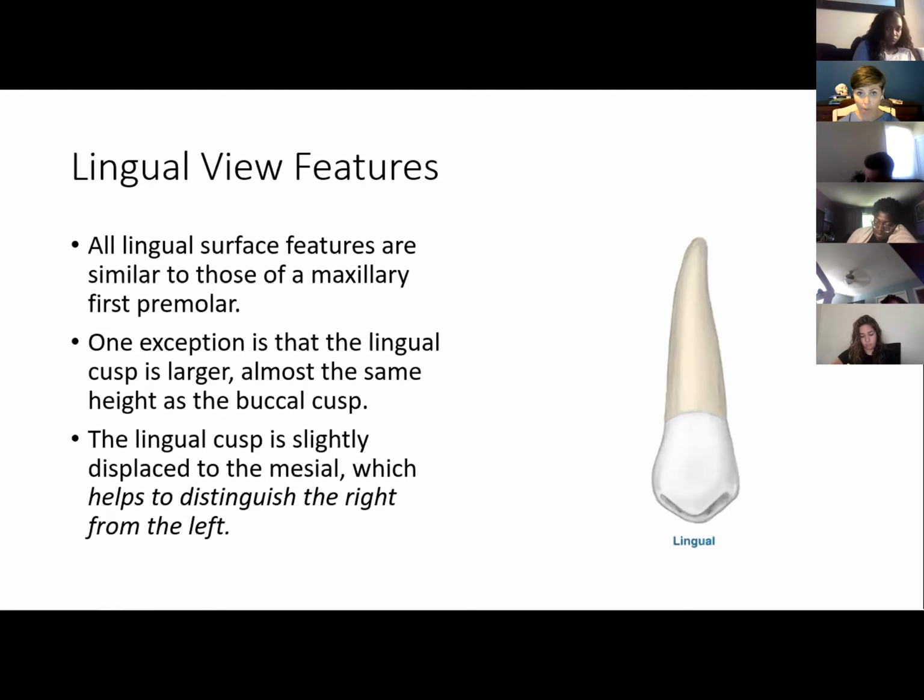The buccal is wider. It kind of tapers towards the lingual here. One exception is that the lingual cusp is a little bit larger, almost the same height as the buccal cusp. They're more parallel, whereas with the first premolar, it was 1 millimeter off. The lingual cusp is also slightly displaced to the mesial, which helps distinguish right from left as well.